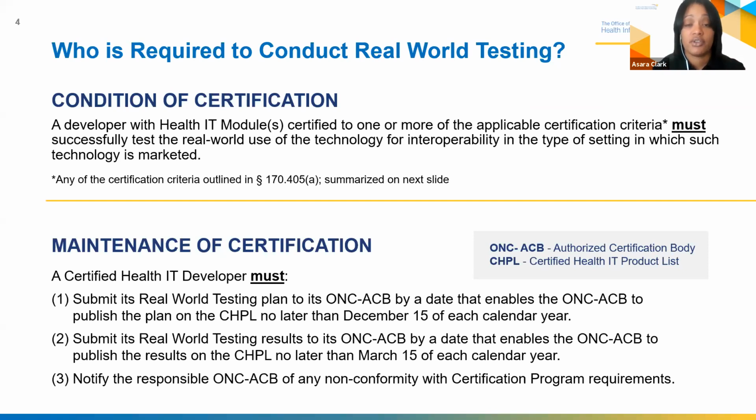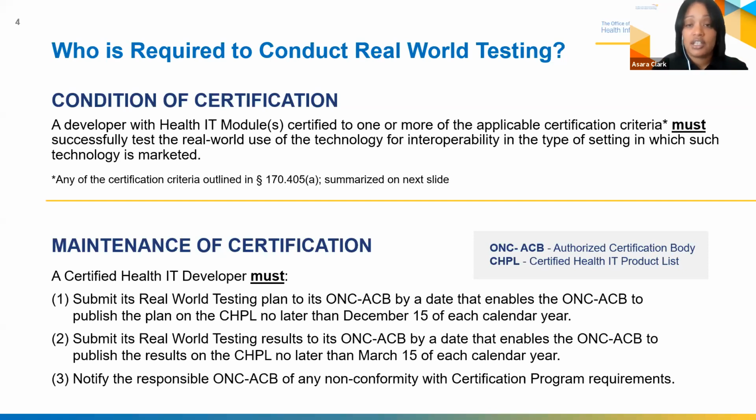As another maintenance of certification requirement, health IT developers must also report on their real-world testing activities. They have to plan it out, what they're going to do, they have to do it, and then you have to report on it. And those reports must be made available on CHPL by March 15th of each calendar year. And so your ONC ACB will also have a date for real-world testing reports. They'll also have a submission deadline by which you need to submit those reports to them. Now, you notify the responsible ONC ACB of any nonconformities with certification program requirements, should any come up during your real-world testing. I'll talk a little bit more about that later in the presentation as well.